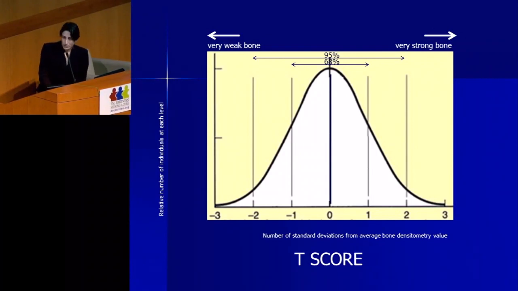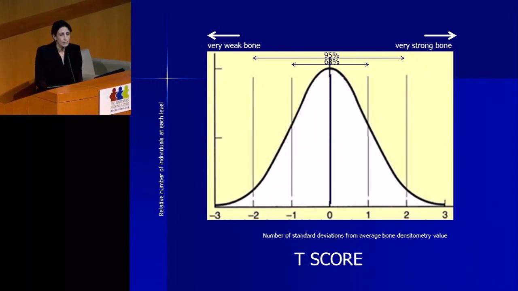So what you're seeing here is a typical bell-shaped curve, which is also called a normal distribution. In other words, if you were to measure the bone density on 1,000 patients, the numbers would fall into this bell-shaped curve, where out to the right would be patients with very strong bone, out to the left, patients with very weak bone. The average person in the middle, where most people would be clustered, would be given a T-score of 0. By definition, the average score, where most people cluster, is a T-score of 0.